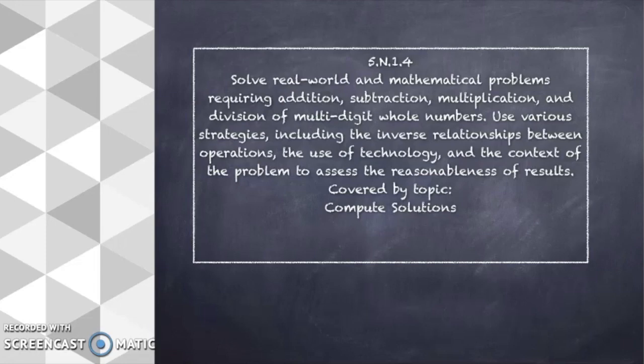You're going to use various strategies, including the inverse relationship between operations. That means sometimes when it says to add, you know that you can also solve the problem by subtracting. You're going to use technology, use your calculator as needed, and the context of the problem to assess the reasonableness of results. That just means check your work and make sure it makes sense. So let's get started.